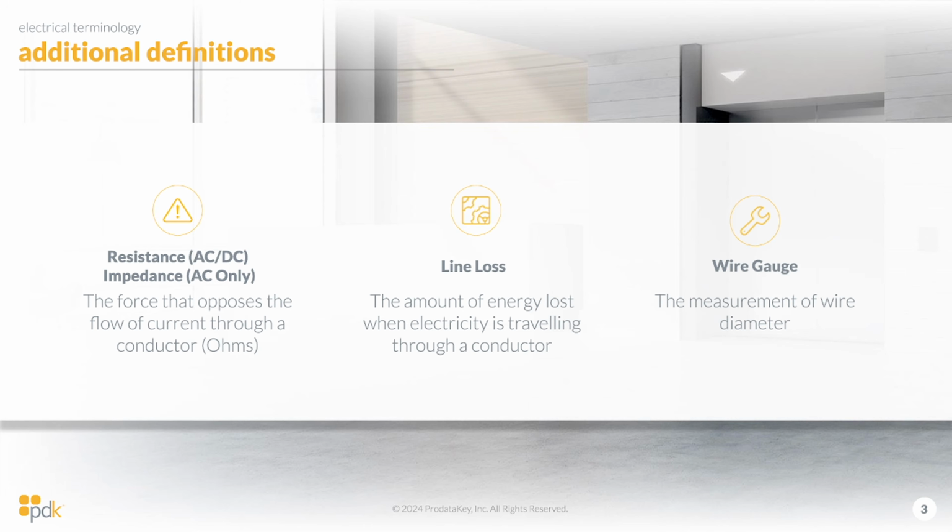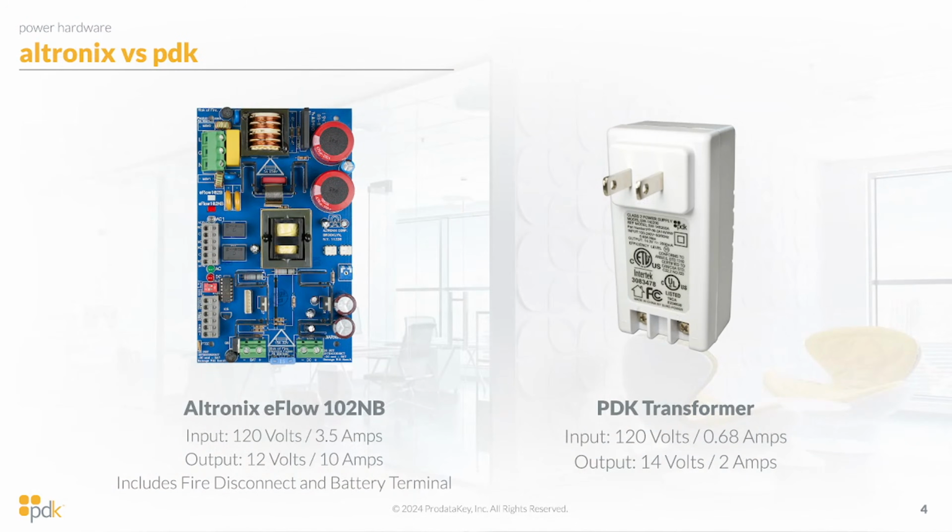All right, now going into the next piece, we're going to cover the Altronics eFlow and the PDK transformer. These are the two primary methods that we use to power PDK boards. So the Altronics power supply is one that is built into our Red 8 and our Red Max. We use the eFlow 102NB to take high voltage and convert it down to low voltage. It has a few other features built into it as well.